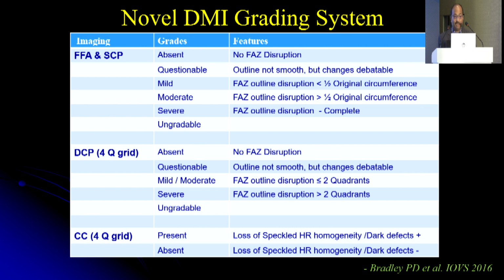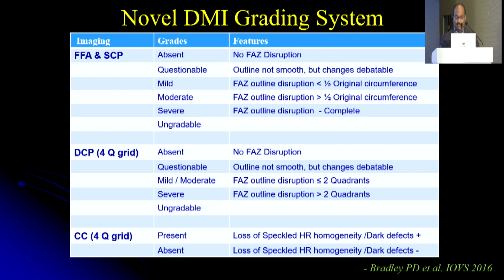The FFA and the SCP, as I mentioned, these two correlate. They had different grades: absent, questionable, mild, moderate, severe, ungradable. So mild, moderate, severe was based on the FAZ outline description, and mild, moderate, severe is less than or more than half disruption of the original circumference, or complete in severe. The DCP, they split into a 4-quadrant grid. They did the same for the choriocapillaris also. And again, there is absent, questionable, mild, moderate, or severe, ungradable. So mild moderate was FAZ disruption with less than or equal to 2 quadrants, and severe was when it was more than 2 quadrants. And it was just a plus or minus response with the choriocapillaris: loss of speckled hyperreflectivity, homogeneity, dark defects if it is present.